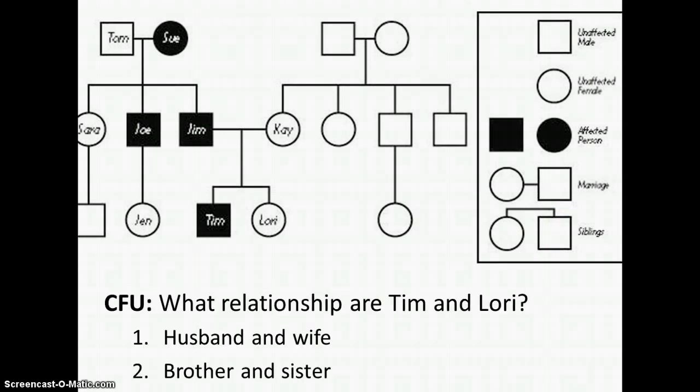Take a look at Tim and Lori on the pedigree. They're right here. Figure out, based on this key, which relationship they have. The way you can figure it out, because their line goes up and over and down, instead of just being straight in between, is that Tim and Lori are brother and sister.